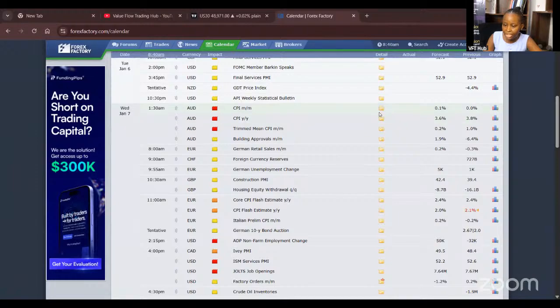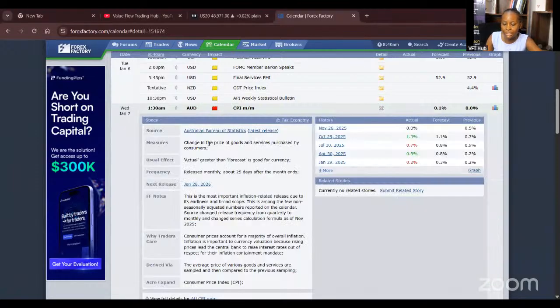Now, clicking on this folder basically tells you what the CPI news measures. You can see here what it is measuring and what the effect is. So if the forecast is 0.1% and the actual, which is what we're waiting for to come out, comes out greater than forecast, then we're going to be seeing more strength going into AUD, right?